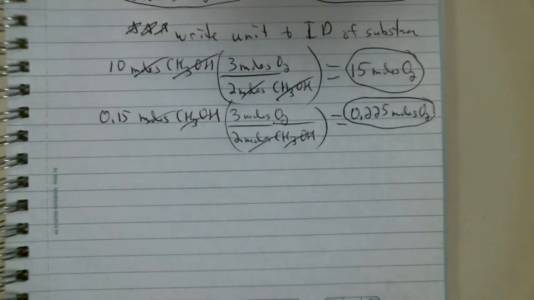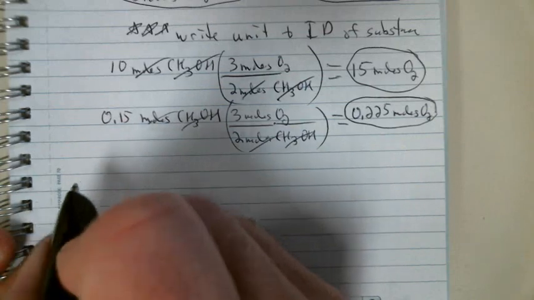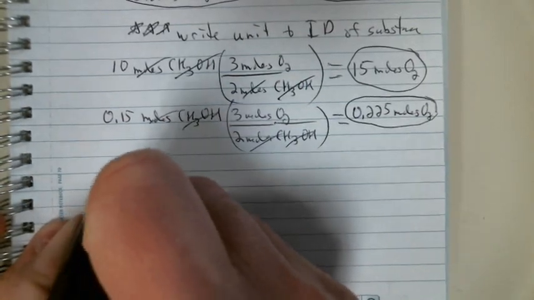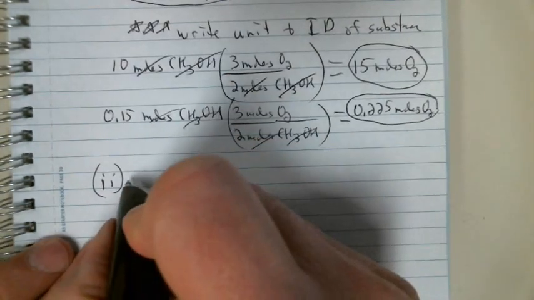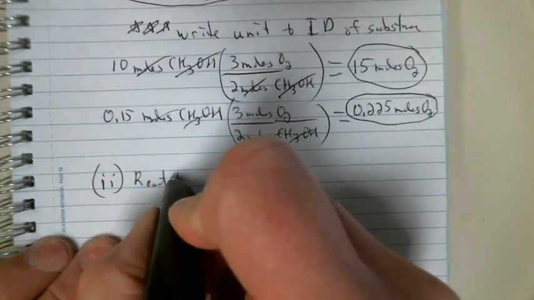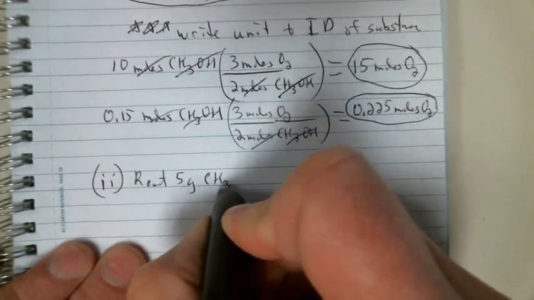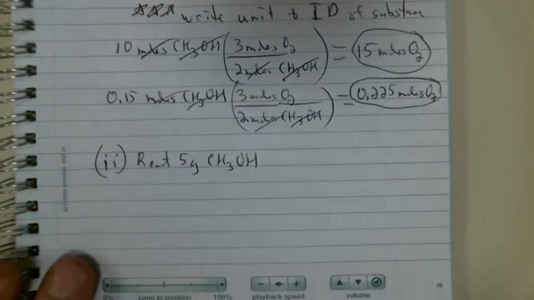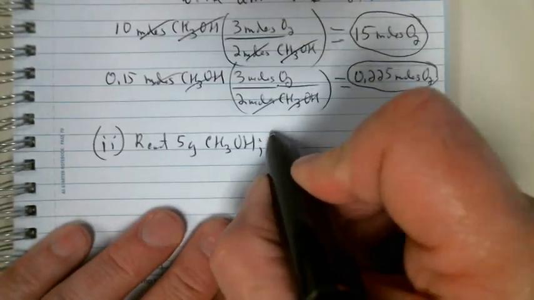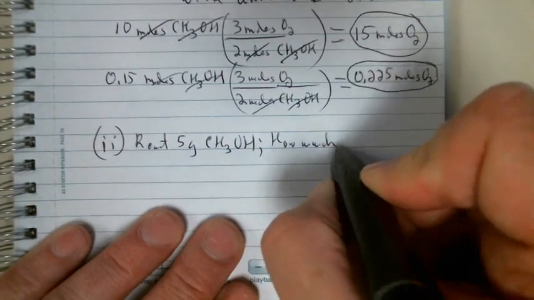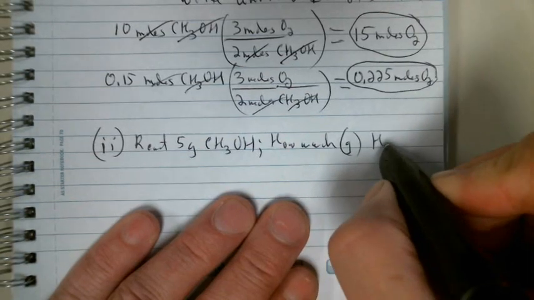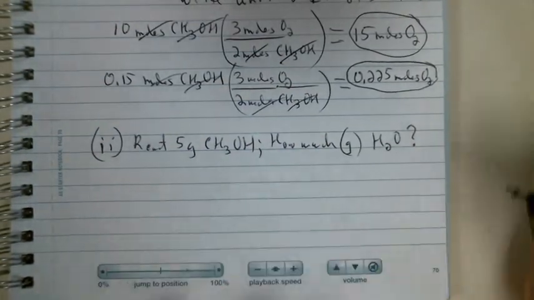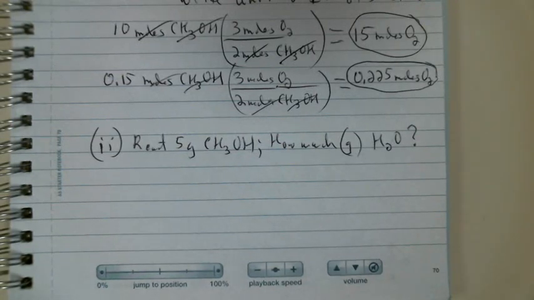All right, what about this? What if you're given a problem that says, instead, let's react 5 grams of the methanol, and then we're asked how many grams of H2O would we get. So switching, not worried about how much oxygen it requires, how much water would we get?